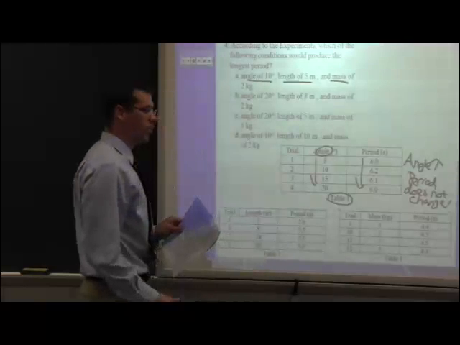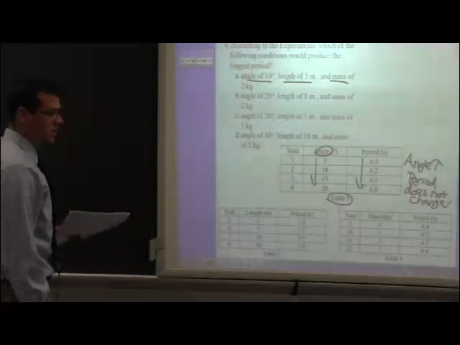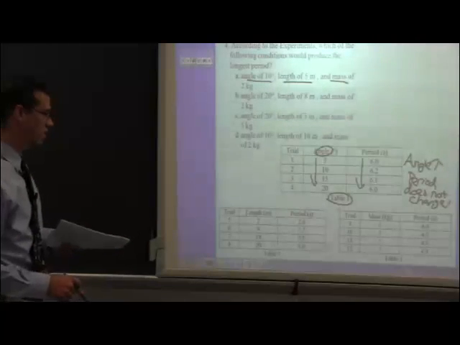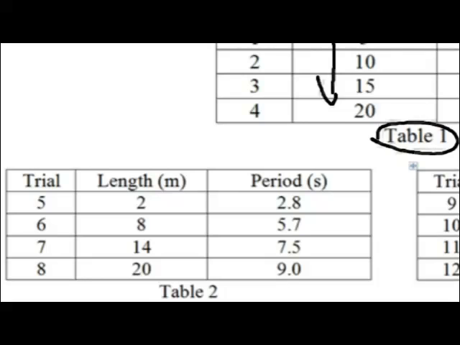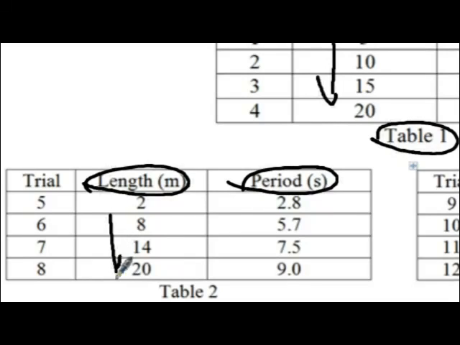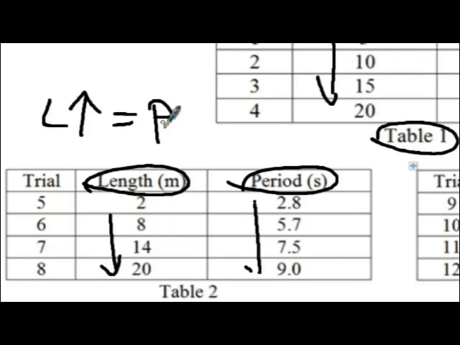Do this on the test as well. Make notes right next to the data tables and next to the experiments as you go throughout them. Data table 2, if you take a look, is comparing length to period. Okay, so we can see length is going up from 2 to 20, and then our period starts at 2.8, goes all the way to 9. So it looks like as length goes up, then the period also goes up for that one.